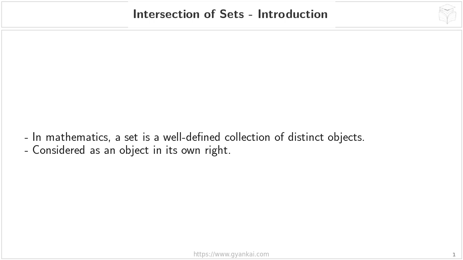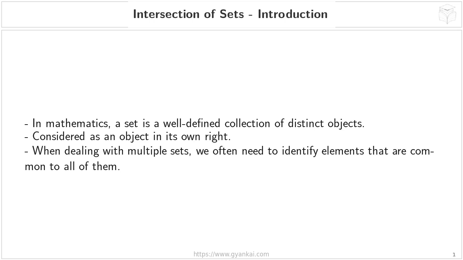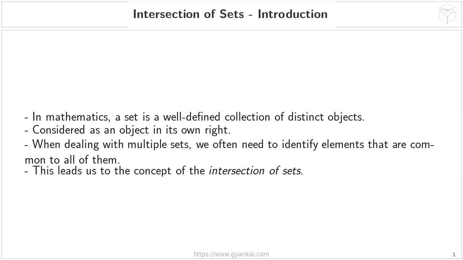as a single entity. When dealing with multiple sets, we often need to identify elements that are common to all of them. Imagine you have 2 sets, one of even numbers and one of prime numbers. If you wanted to know what numbers are both even and prime, you'd be looking for the common elements. This is a very common operation in mathematics. This leads us to the concept of the intersection of sets. The intersection, simply put, is the process of finding those common elements.